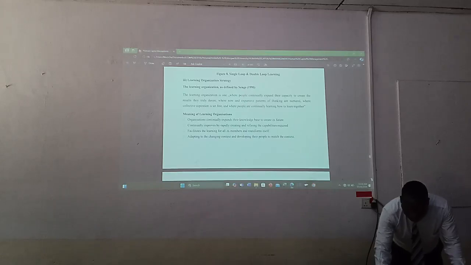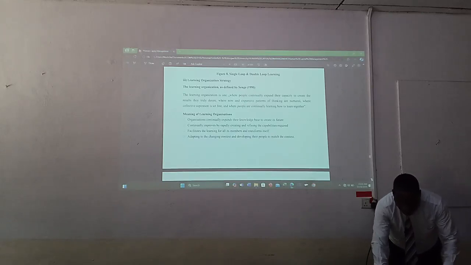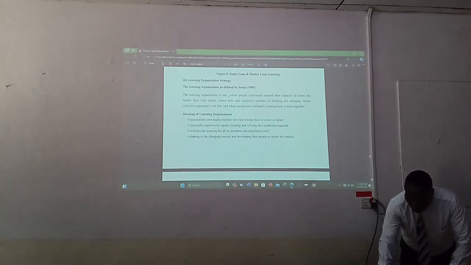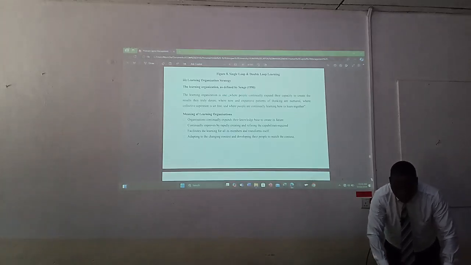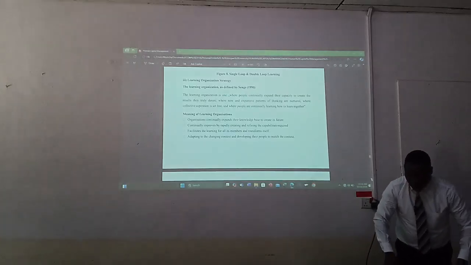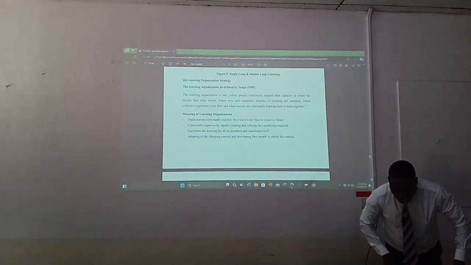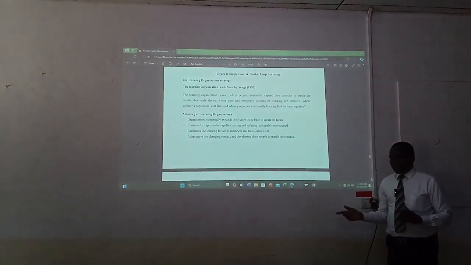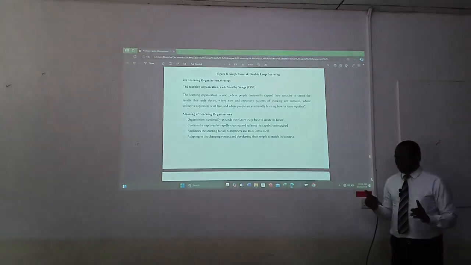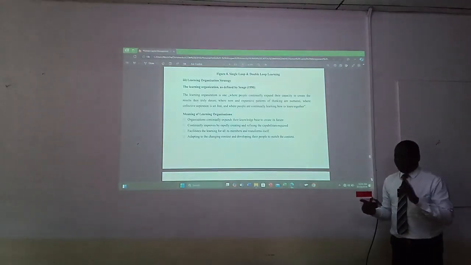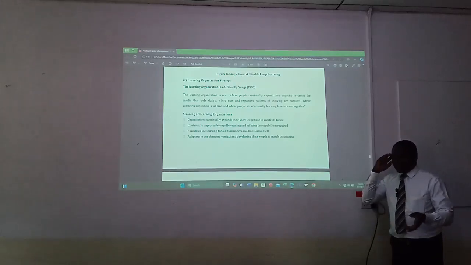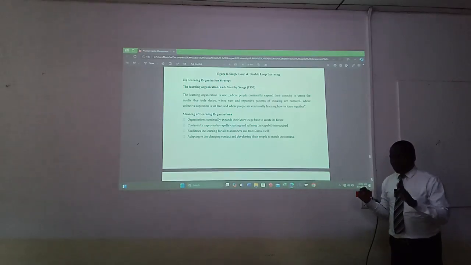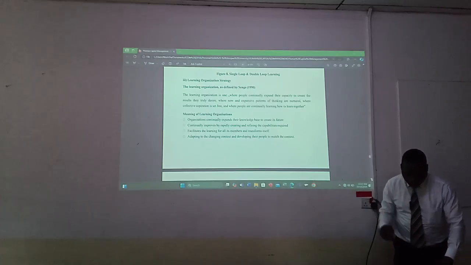Learning organization strategy. This one was defined by Senge 1990 as where people continually expand their capacity to increase the results they truly desire, where new and expansive patterns of thinking are nurtured. So there is a difference between organizational learning and learning organization, okay? Please take note of this. As I give you the notes, you'll be able to understand what are the differences between organizational learning and learning organization.